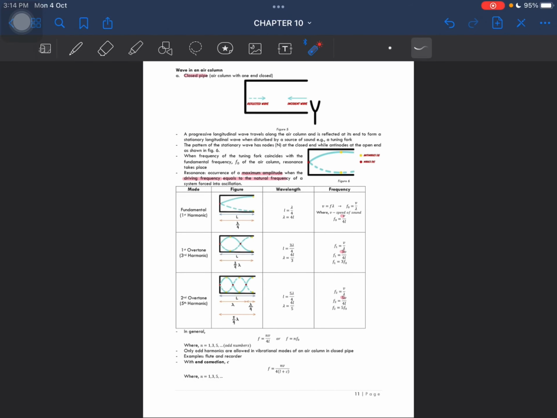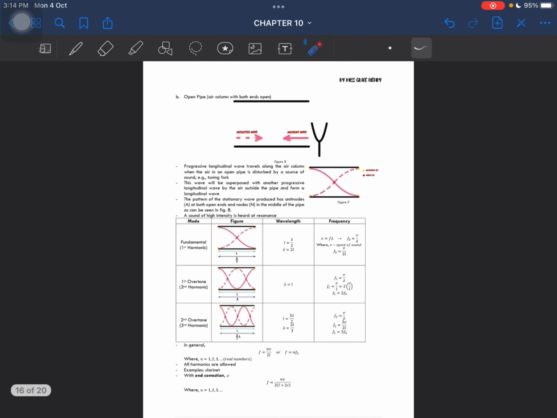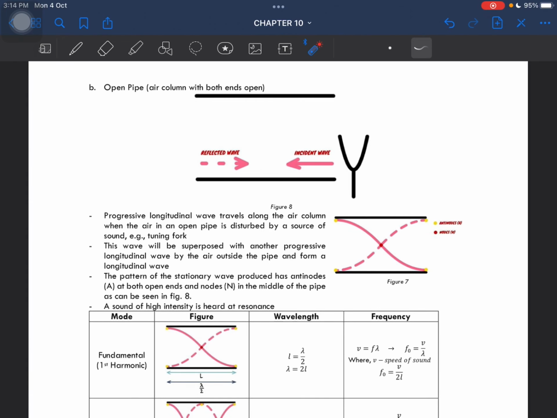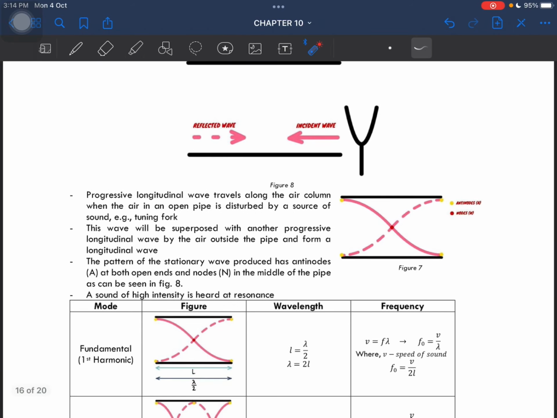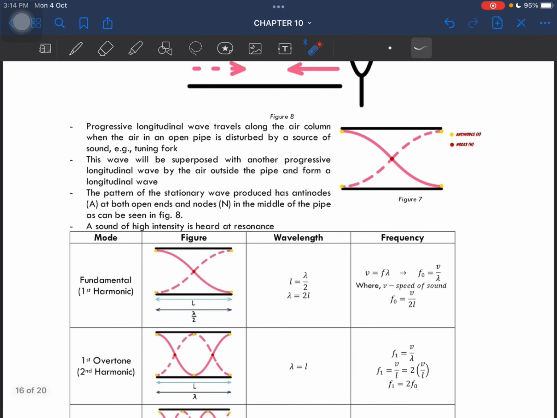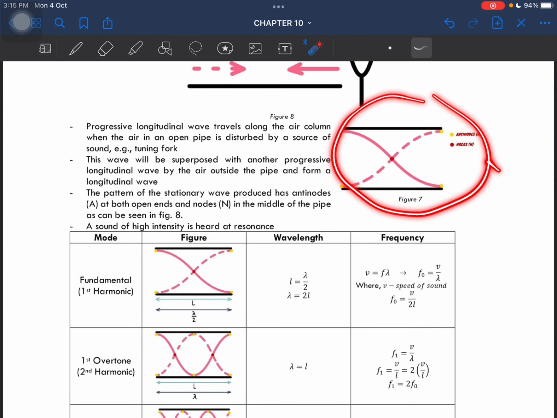Alright, so that is on closed pipe. And then this is for open pipe. So this is where the air column has both ends open. Again, the progressive longitudinal wave is disturbed by a source of sound, which is the tuning fork. Then this wave will be superposed with another progressive longitudinal wave by the air outside the pipe. So it causes a formation of a longitudinal wave, and then the pattern of the stationary wave is shown here.